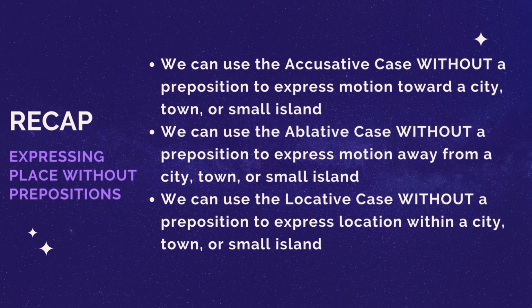Okay? So if we bring it all together and recap, when you're expressing place without a preposition, what we're saying is you can do it when you're talking about a city, town, or a small island. You don't need a preposition to make a prepositional phrase. You use the accusative case without a preposition when you're expressing motion toward a city, town, or small island. The ablative case, again, no preposition, is when you're expressing motion away from a city, town, or small island. And the locative case, again, no preposition, is when you're trying to show location within a city, a town, or a small island, right? So if you're in Rome or in Athens or something like that.